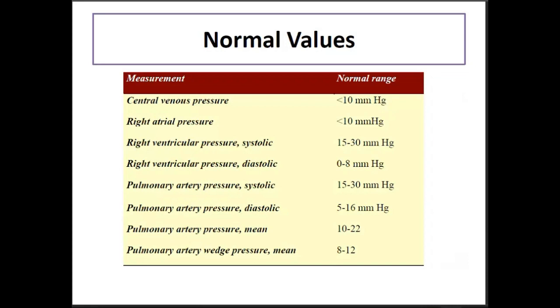Right ventricular pressure also has systolic and diastolic values. Pulmonary artery pressure is generally the same as right ventricular pressure. The mean pulmonary artery pressure is important to know because it is 10 to 22, and the wedge pressure is 8 to 12. The wedge pressure means the end of the road. So this one has to be a little bit low to allow for blood to return to the heart.